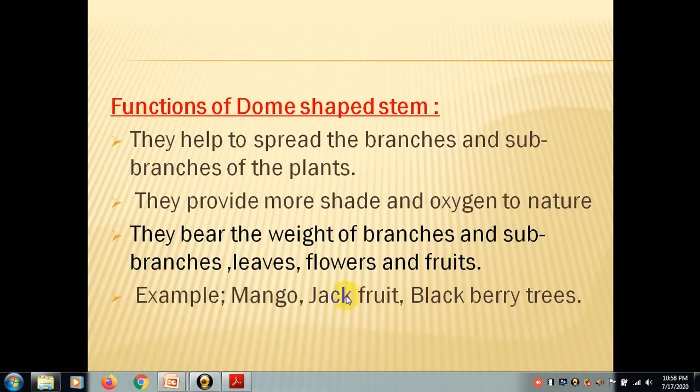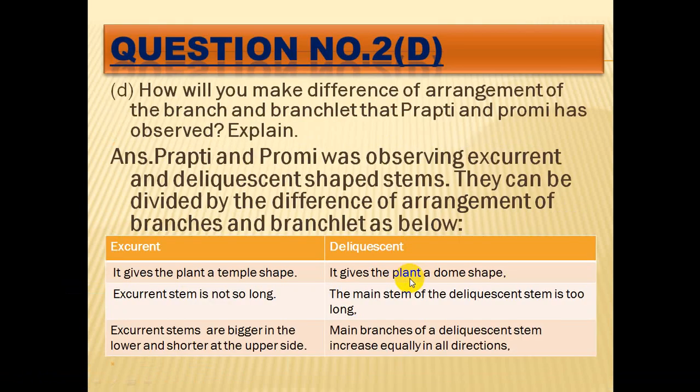Okay, so if we go to the next question, it is the last question, question number 2D. So what is given here? Let's see. How will you show the differences in the arrangement of the branches and branchlets that Papri and Promi observed? Explain. Well, students, Papri and Promi were observing excurrent and deliquescent shaped stems. They can be divided by the difference of arrangement of branches and branchlets as follows.